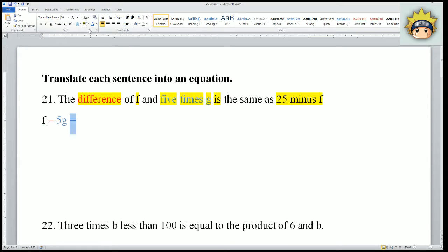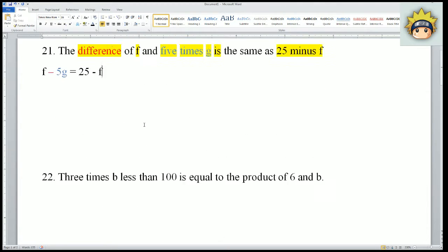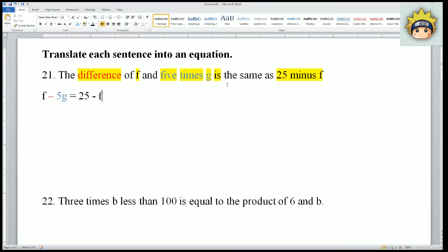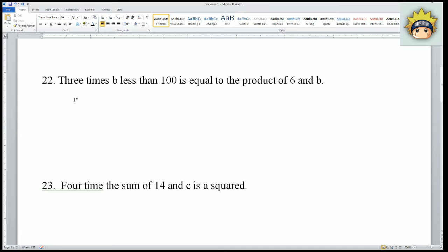25 minus f. Okay, good. That would be the first one. I read, I isolate each variable, and I translate. The next one, 22. 3 times b less than 100 is equal to the product of 6 and b.